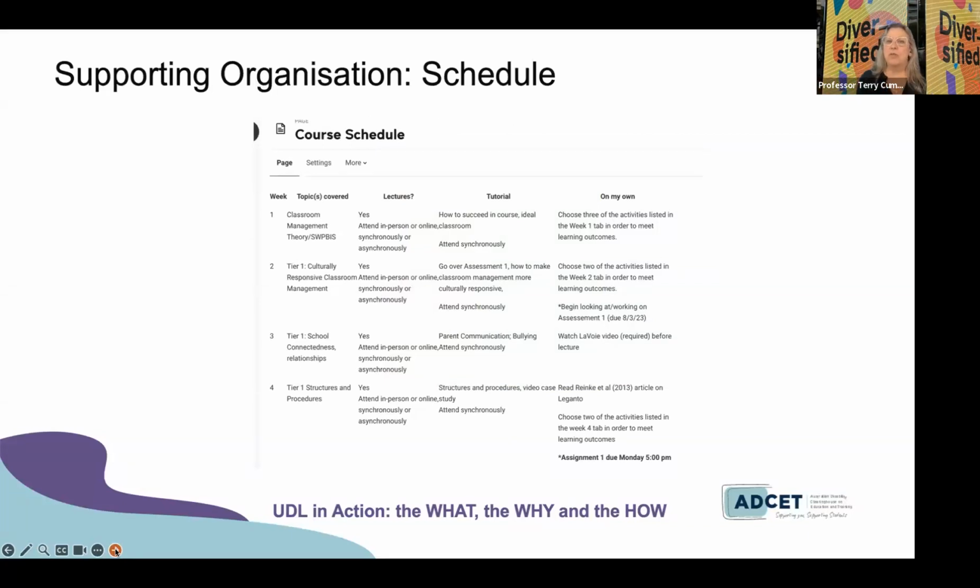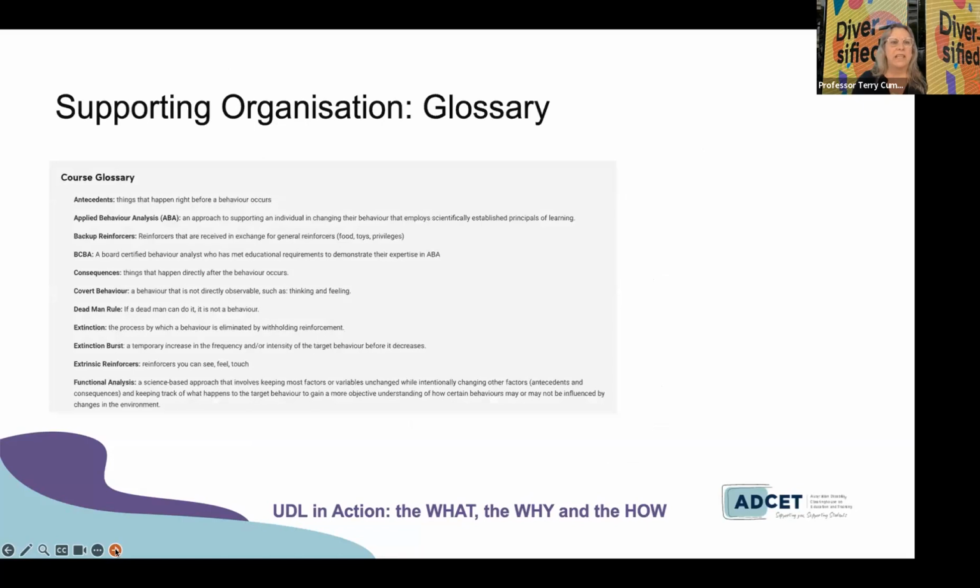In addition to choice, I find that often my students struggle with organizing. Giving them this schedule that not only tells them what topics we're going to be talking about, whether or not there's a lecture and whether or not it's going to be online or in person. Is there a tutorial? And what should I be doing on my own? Now, if you look at that column, you'll see it says choose 3 of the activities listed in the week 1 tab in order to meet the learning outcomes. I'm going to show you what that looks like in a second.